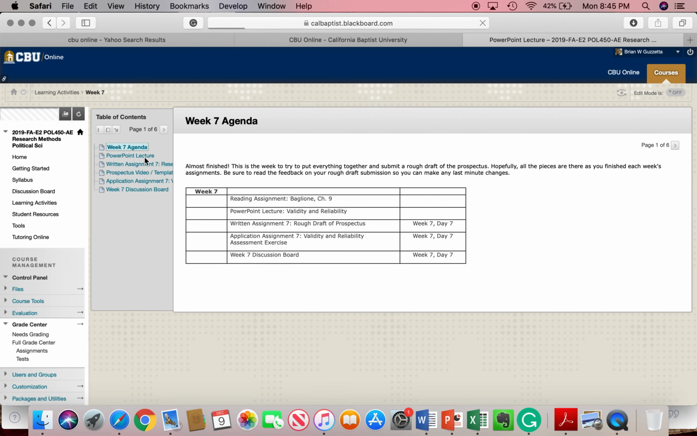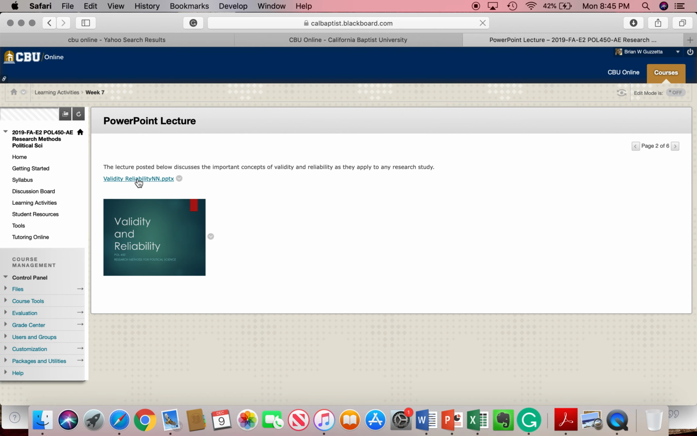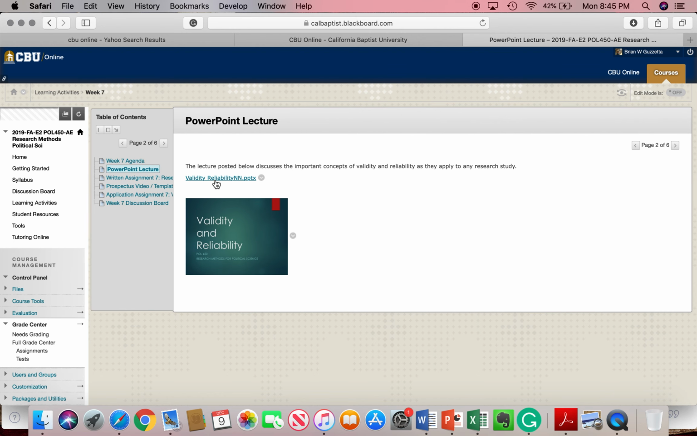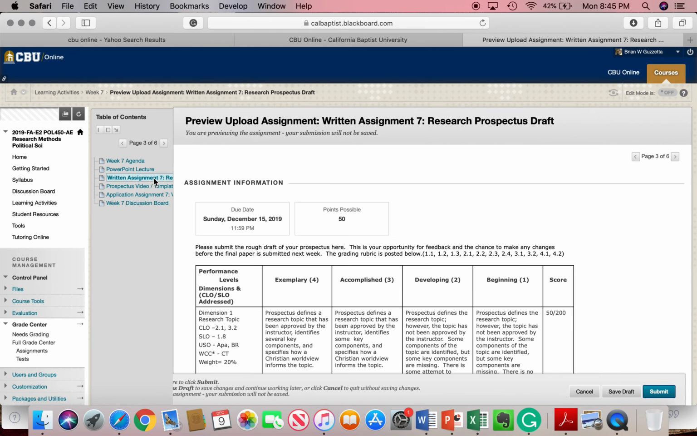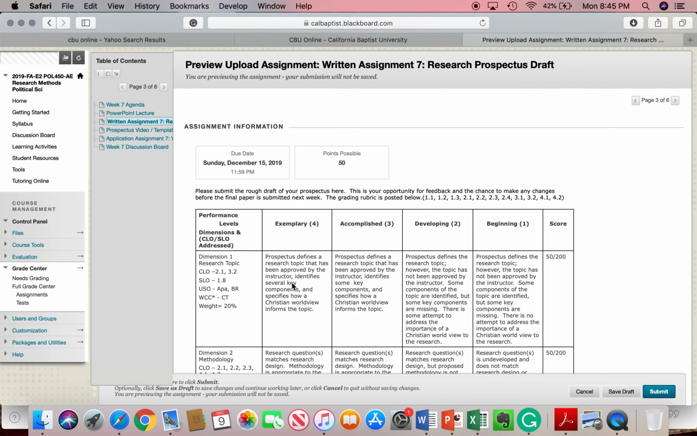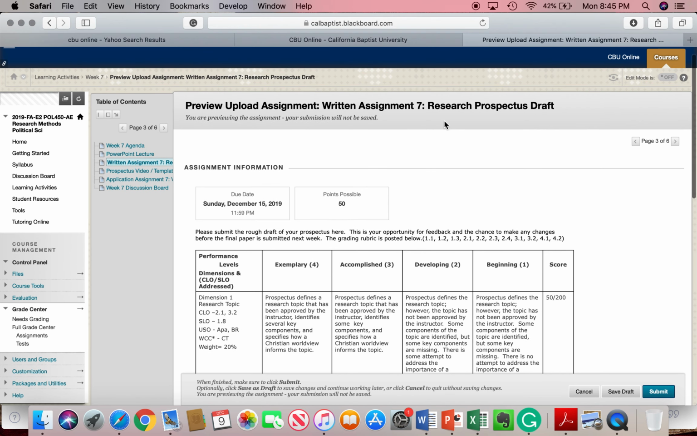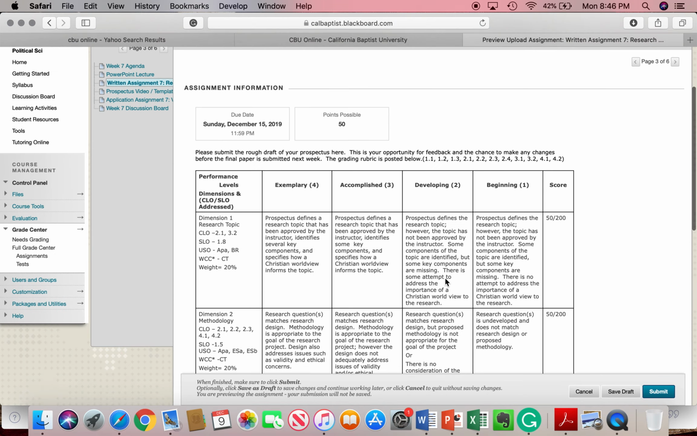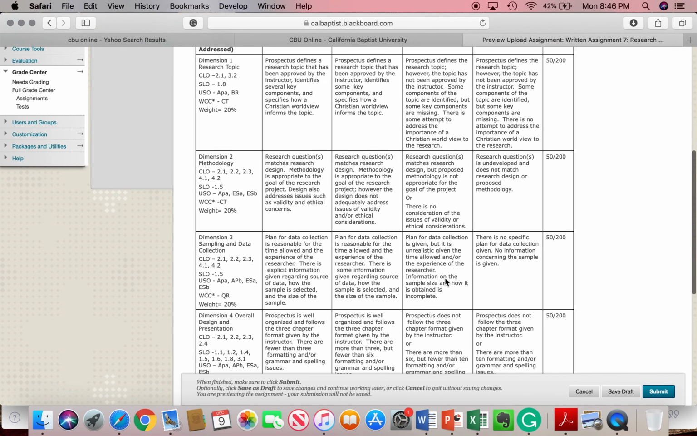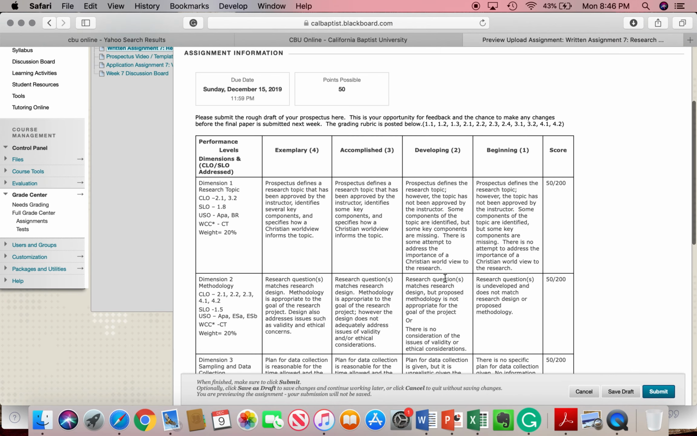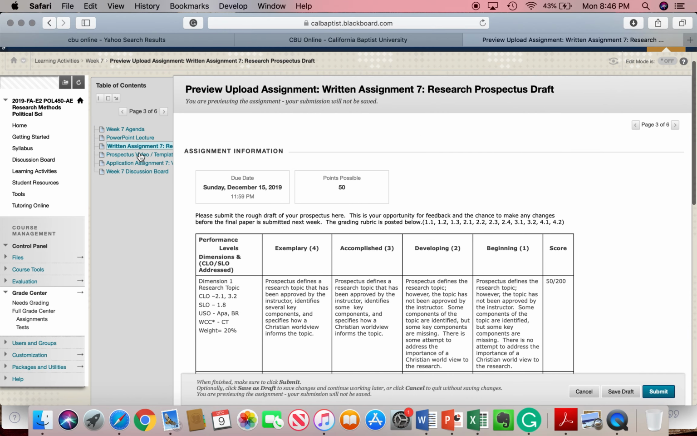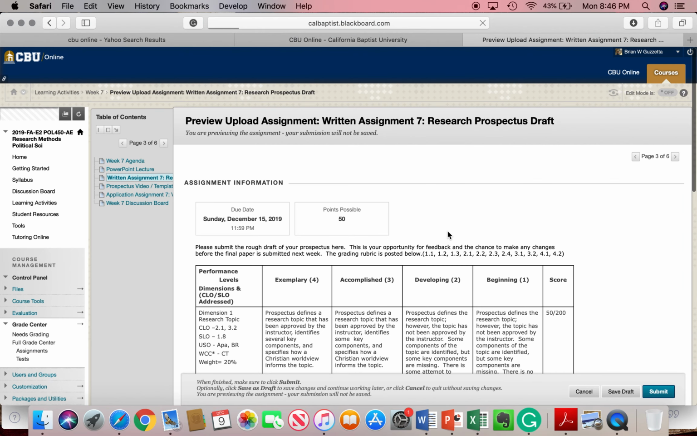We also have a PowerPoint lecture included, and this week we're talking about validity and reliability, so take time to review that PowerPoint. Then we go into our first deliverable, which is our draft research prospectus. It's due by Sunday at 11:59 as always, and there are 50 points available. I have included the rubric with this, and what I think will especially help you is this prospectus video.